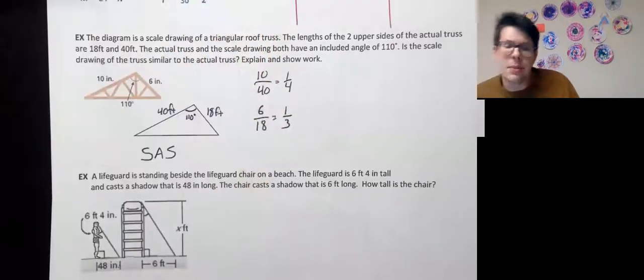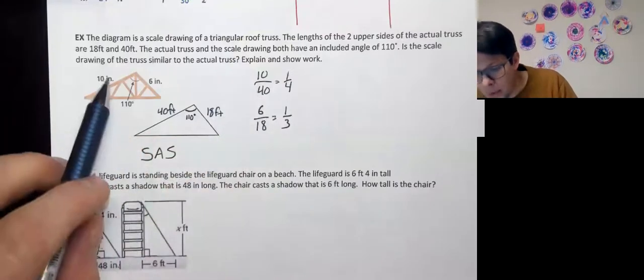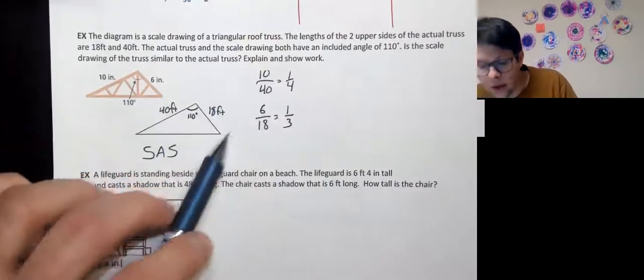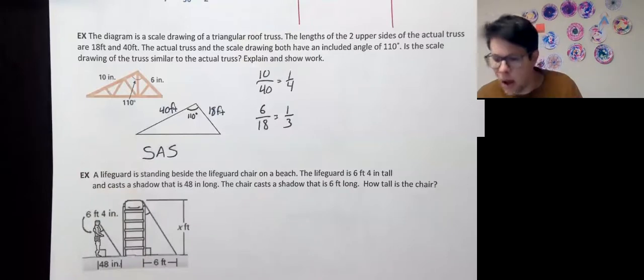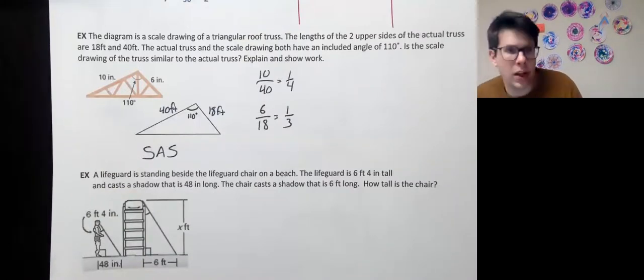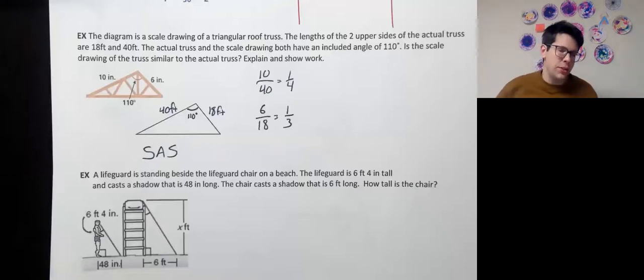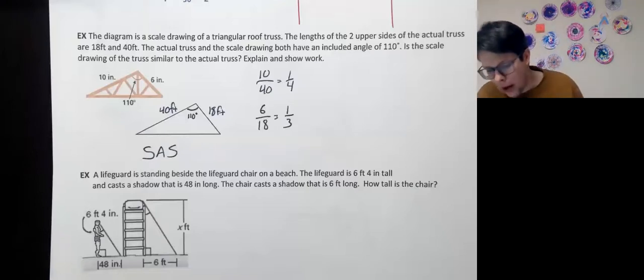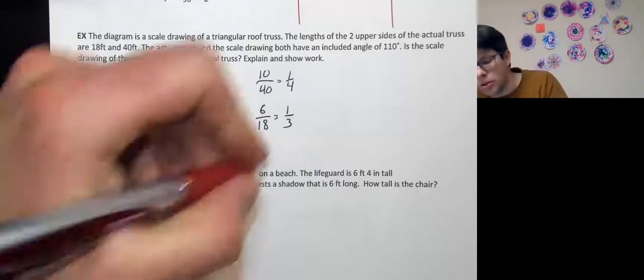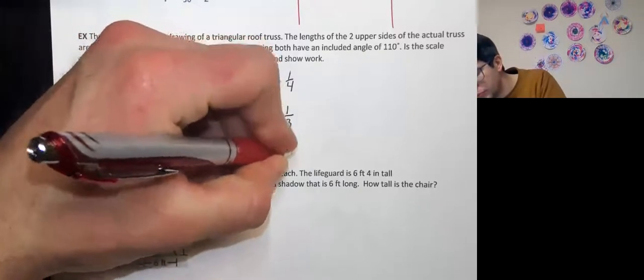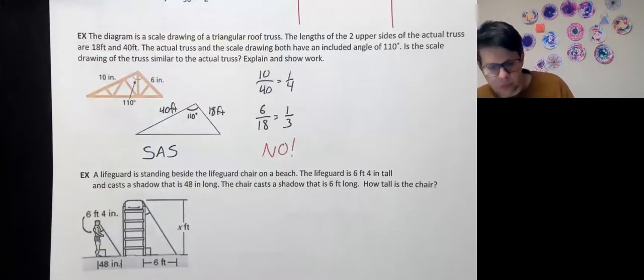Now, some of you may be concerned that I have mixed units. My 10 and my 6 are both in inches, while my 40 and my 18 are in feet, and that's okay. It doesn't matter. You can do the same kind of work by converting all your inches to feet or your feet to inches and setting up ratios, and you'll still find that they don't match. So this is going to work out just fine with the mismatched units, and our answer, no matter how you set it up, is going to be a big no, because our proportions don't match.